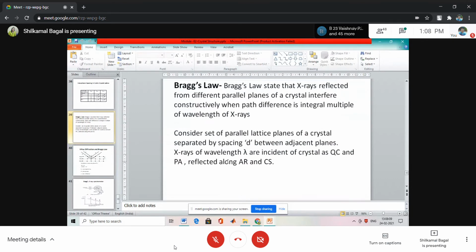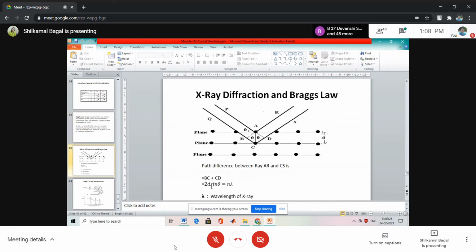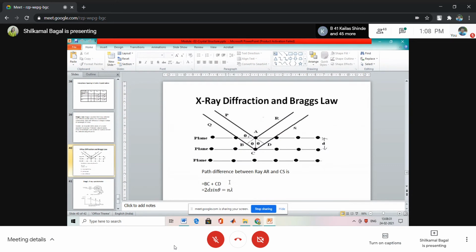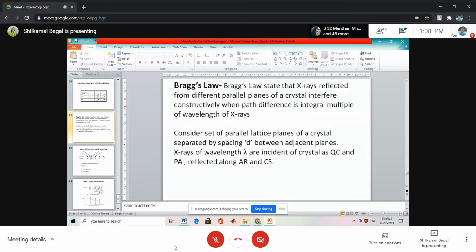Theoretically, this law states that X-rays reflected from different parallel planes of a crystal interfere constructively when the path difference is an integral multiple of the wavelength of X-rays, and that only we have written here, that is path difference is 2d sin theta and is equal to n lambda. That is the condition of maxima. And for that, we have considered a set of parallel lattice planes of a crystal separated by spacing d. If the question in your exam is there, state the Bragg's law and derive it.